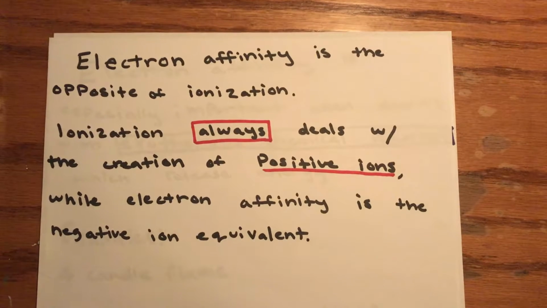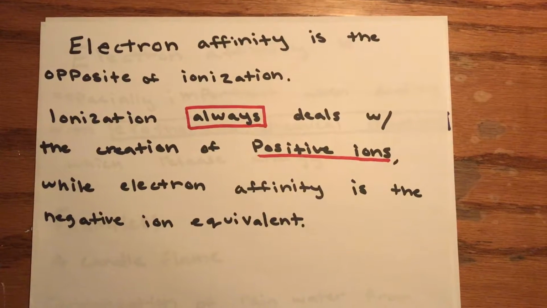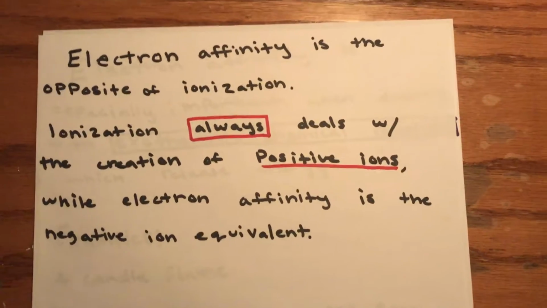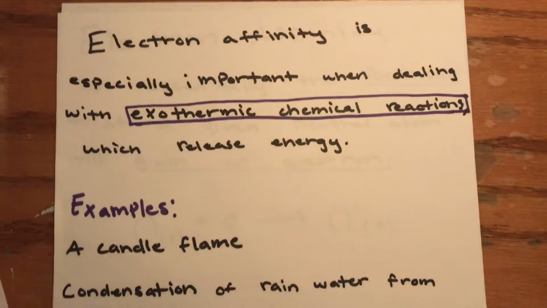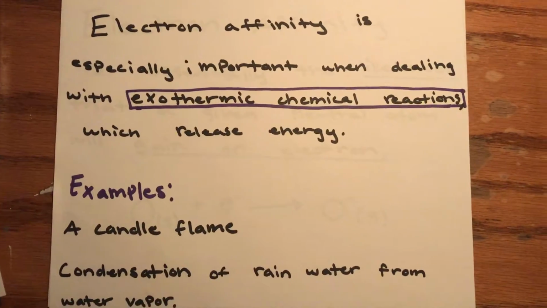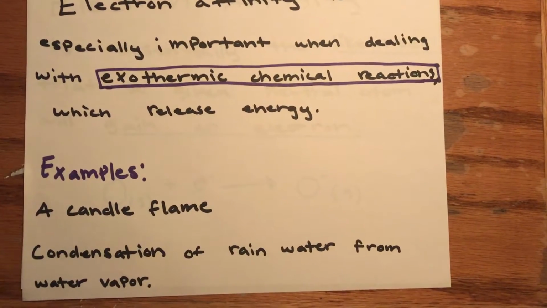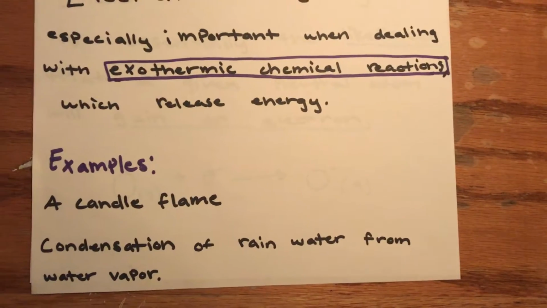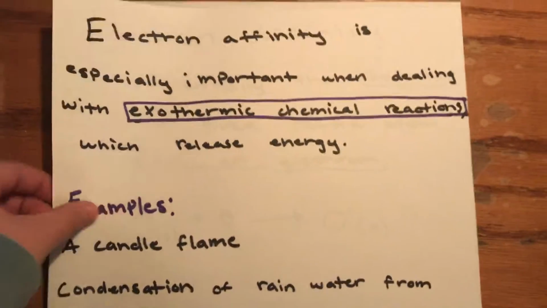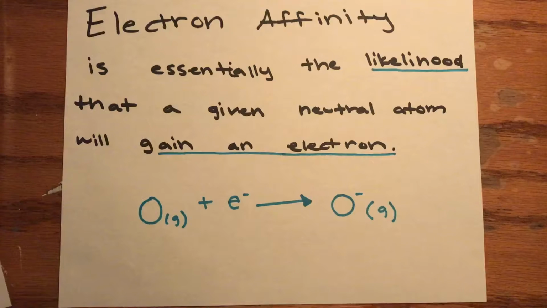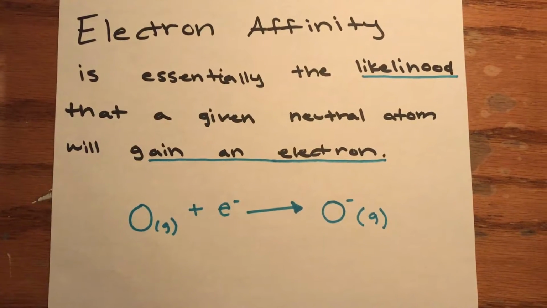Electron affinity is the opposite of ionization. Ionization always deals with the creation of positive ions, while electron affinity is a negative ion equivalent. Electron affinity is especially important when dealing with exothermic chemical reactions, which release energy. Examples are a candle flame and condensation of rainwater from water vapor. All in all, electron affinity is essentially the likelihood that a given neutral atom will gain an electron.